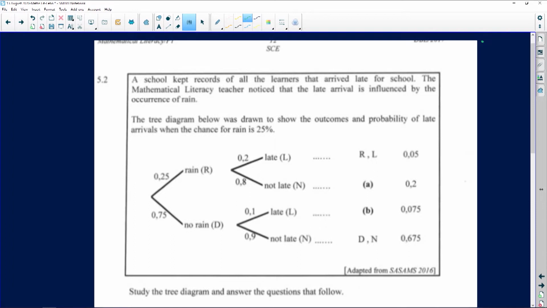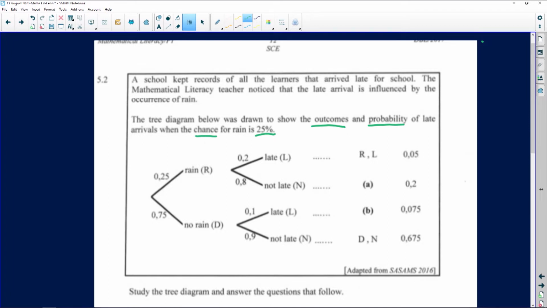And look at that. In this particular one, now we do have the outcomes. In the first two questions, we did not have the outcomes. So it does help for you guys to always know how to have the outcomes. So it says the outcomes and probability of late arrivals when the chance, and there we've got the chance again, and I said to you guys, chance and probability are the same word, they just said differently. The one is fancier than the other, so don't panic, okay? And it says to us that when the chance of rain is 25%, we are going to be working with some percentage and decimals in this particular question.